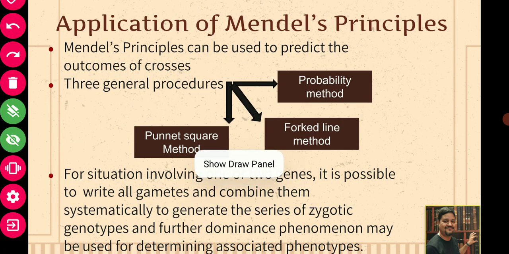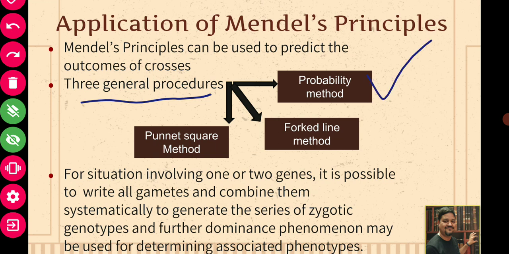Now, what is the application of Mendel's principle? The first application, which I have already discussed, is to predict the phenotypic frequency or genotypic frequency of the progenies. How can we predict? Three general processes are there. First is the probability method, which we have already discussed. The second is the Forkline method, we will discuss in the next few slides. And third is the Punnett square method, which we discussed in the previous lecture and in the previous slides.